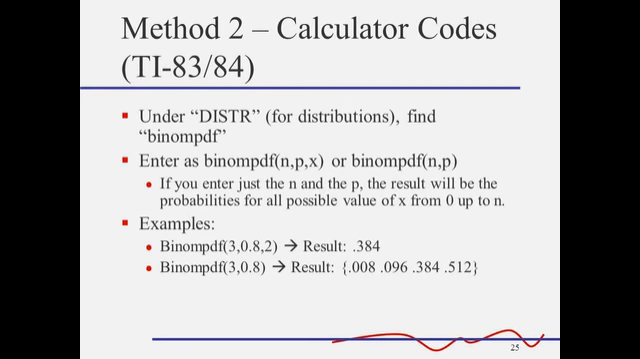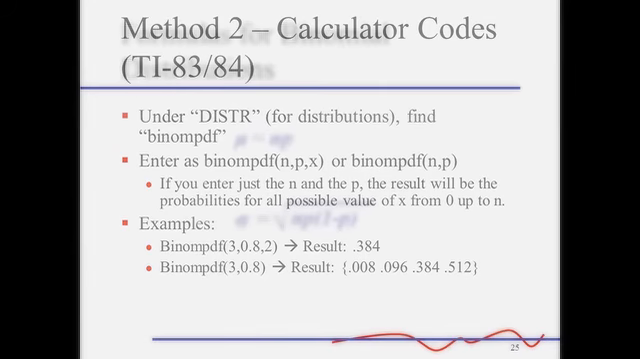Here are the instructions for the calculator codes in the TI-83/84. If you have a stat wizard on your calculator, it will ask for n, p, and x. Otherwise, you will need to enter them, and they're always in alphabetical order. So on a TI, you hit second vars to get to the distributions. You'll arrow down to get to binompdf, and then enter n, p, x. If you enter just the n and the p, this gives you the probabilities for all the values of x. And we will practice these calculator functions in class.